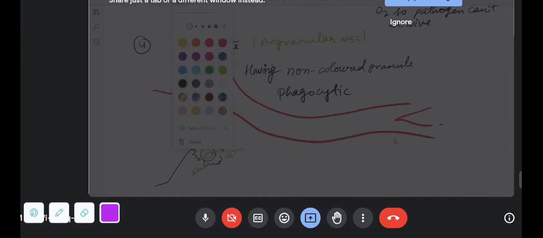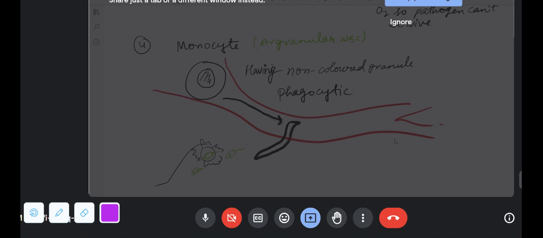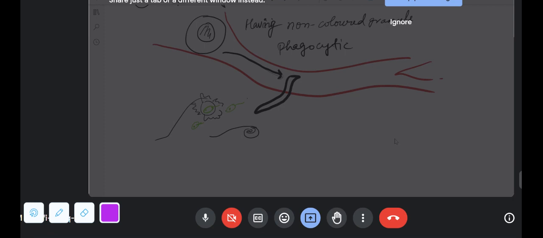This monocyte will come inside, and there will be some process. This monocyte will be squeezed like this, completely squeezed, and finally it will come inside the tissue. When it comes here, it will become aggressive. So it will become what? Macrophage. Along with this, the monocyte can form another type of cell which is like this.